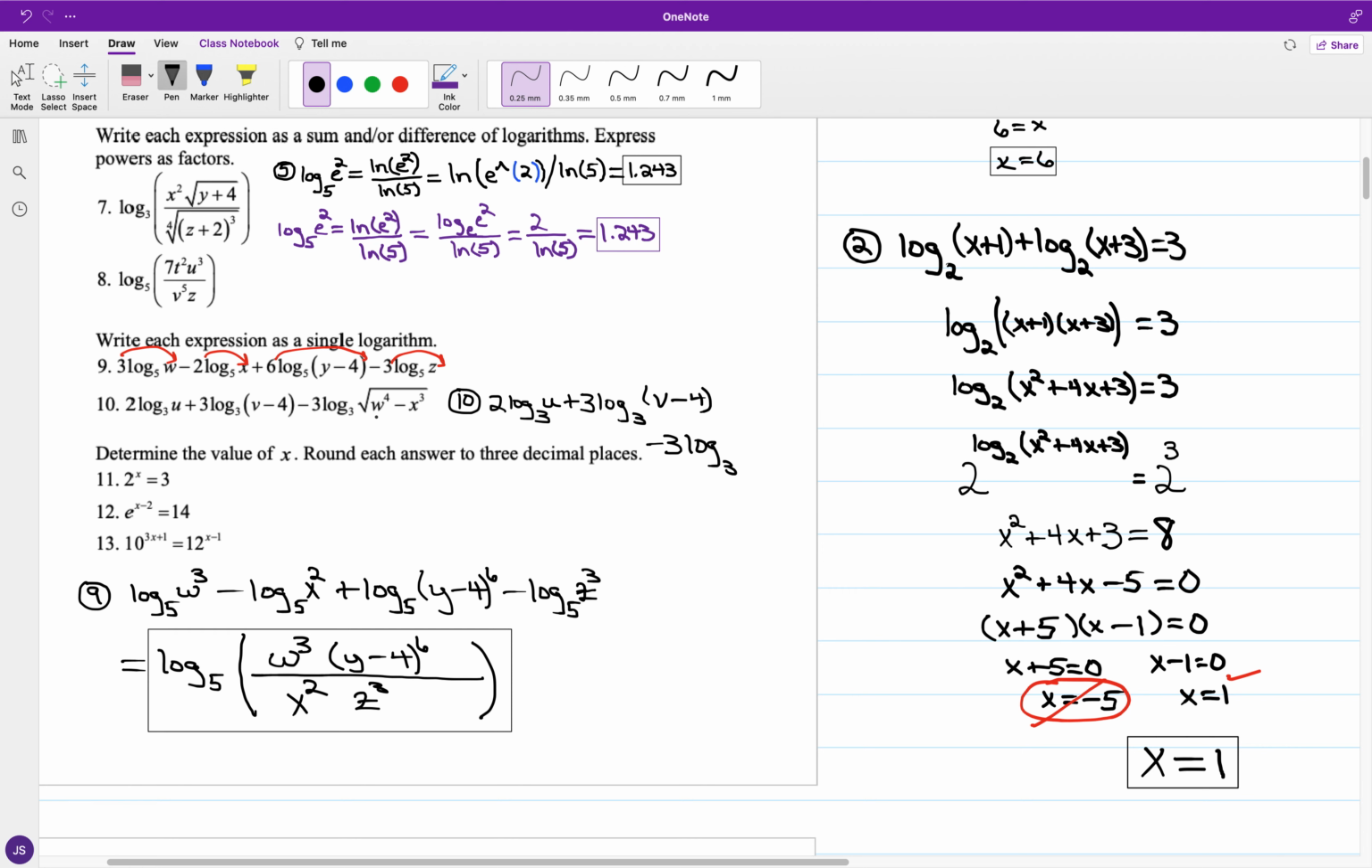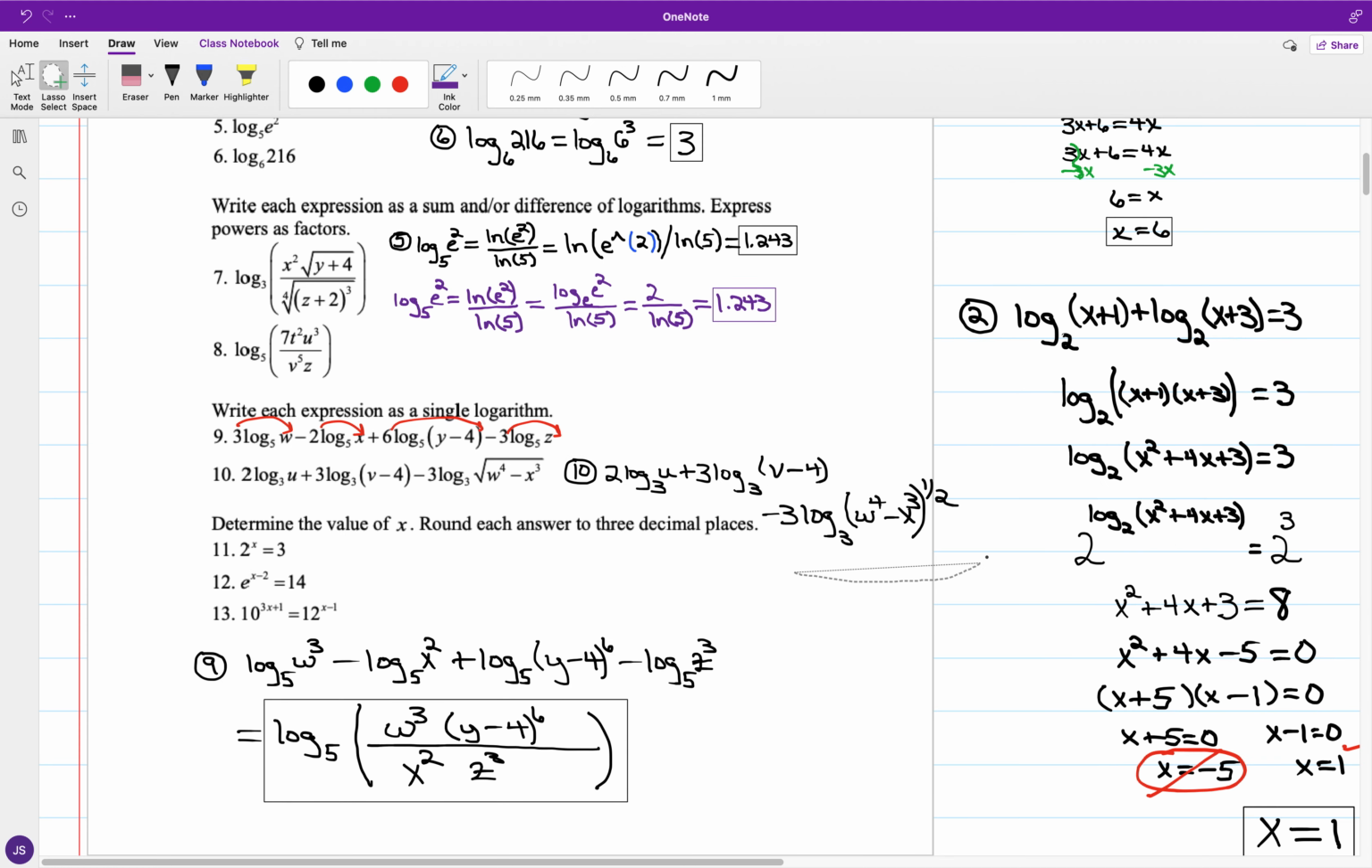Now with the square root of w to the 4th minus x cubed, I have to write this as a non-integer exponent. You're going to have the base 3 logarithm of w to the 4th minus x cubed quantity to the 1/2, again, 1/2 in reference to the square root radical. And looking at ultimately combining as a single logarithm.